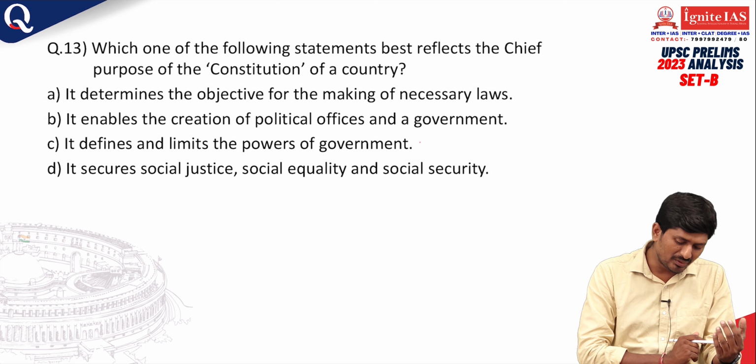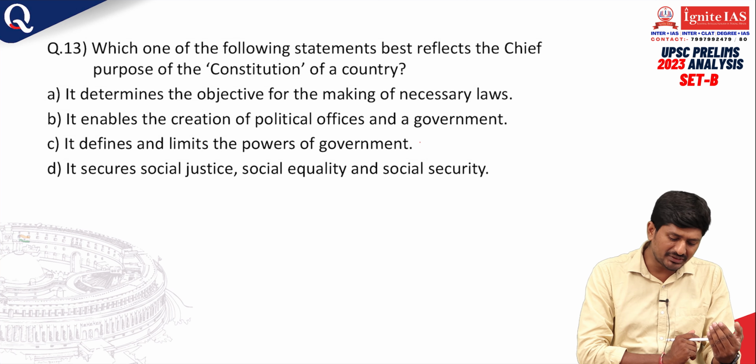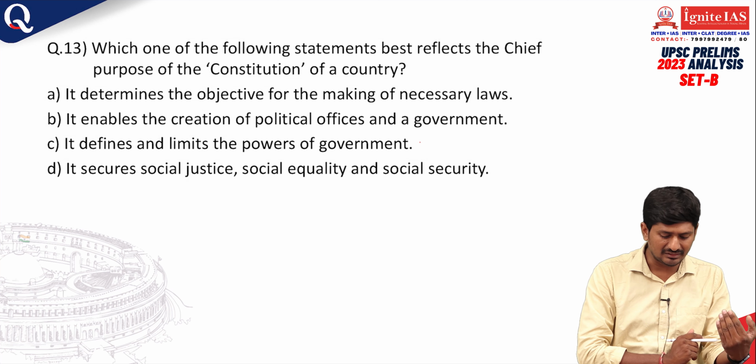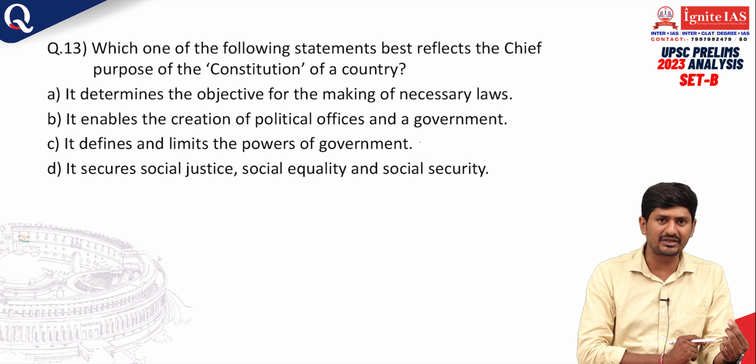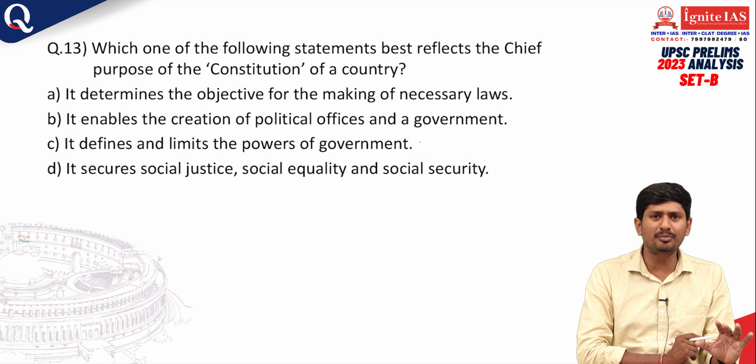Okay, right? Look at the statements. It determines the objective for the making of the necessary laws. It enables the creation of political offices and a government. It defines the limits and the powers of the government. It secures social justice, social equality and social security. So it appears every option is correct.